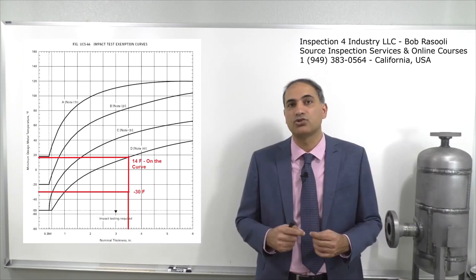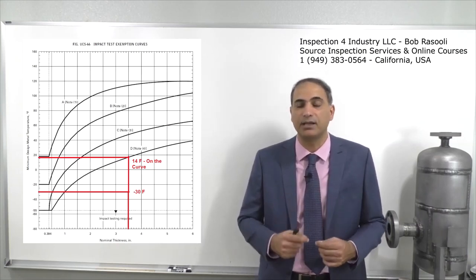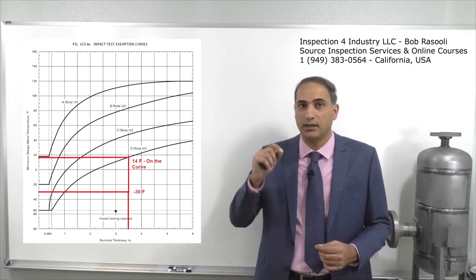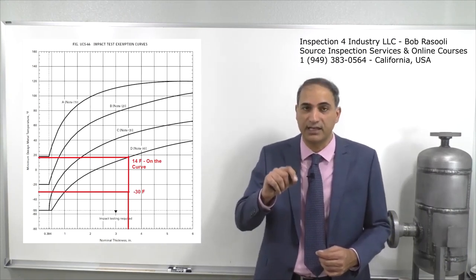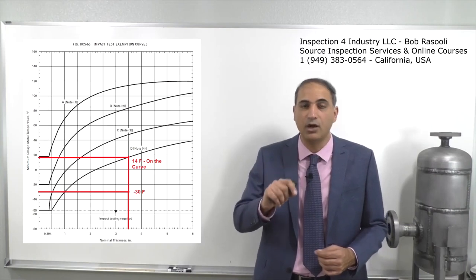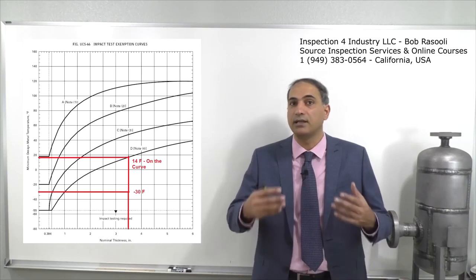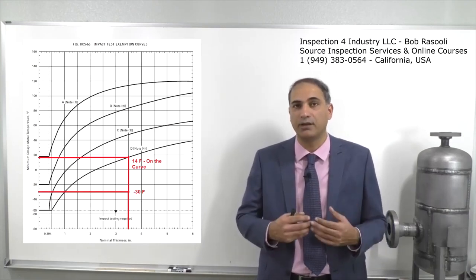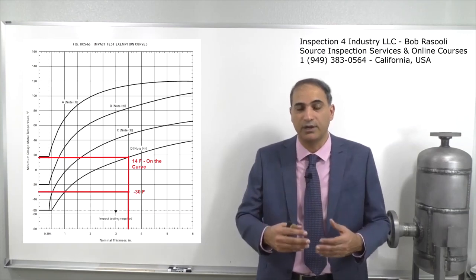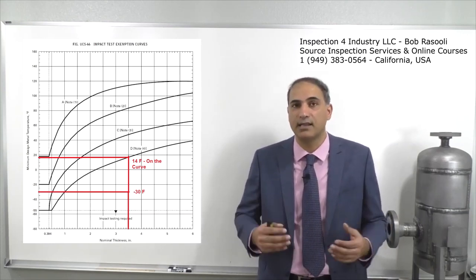So this indicates to me I have to perform impact testing. I'm not getting exempted, because if it had been located exactly on curve D, or at any point above curve D, I would have been exempted. But now I'm falling below the curve, not even on the curve. Below the curve means you are not getting exempted.